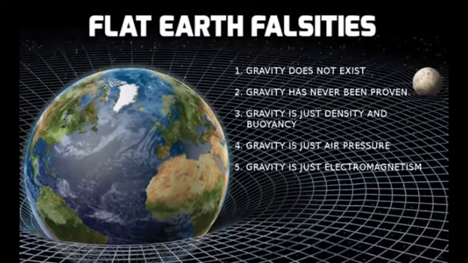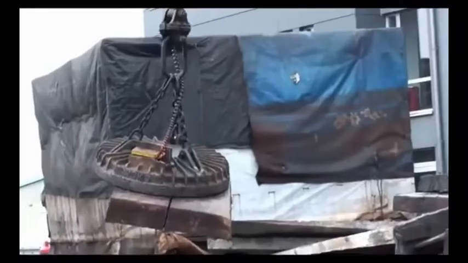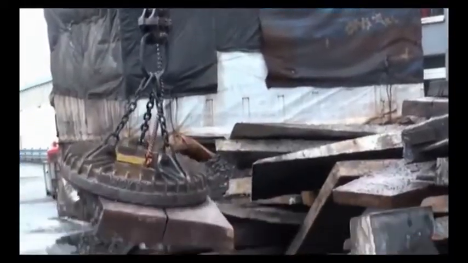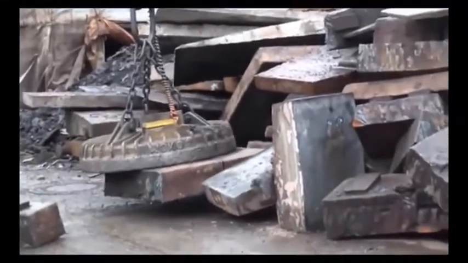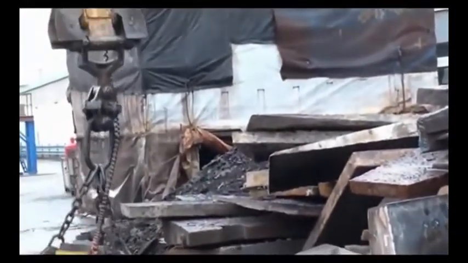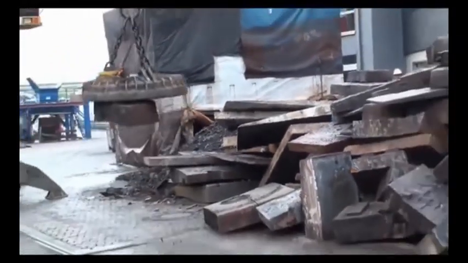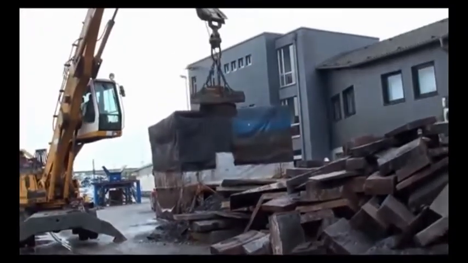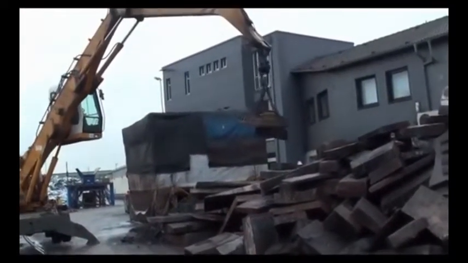Number 5. Gravity is just electromagnetism. This is trivial to debunk. Electromagnetism only works on ferrous metals. Gravity works on everything with mass. Try picking up a cat with an electromagnet, and then try to tell me it can be the cause of the gravitational effects we see everywhere.